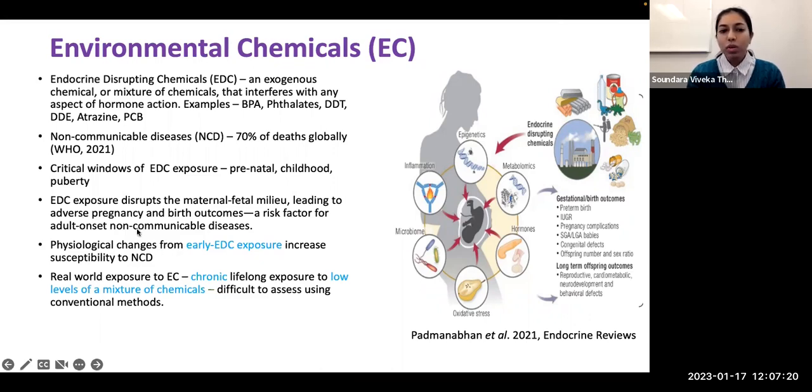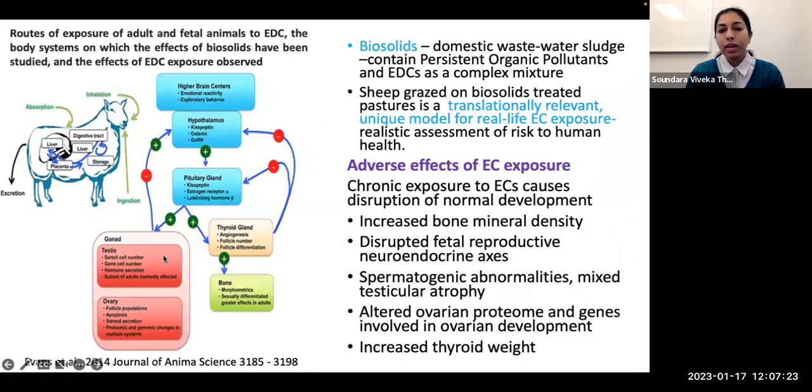So in this scenario, we have used a real-life exposure model, which employs the use of biosolids. Biosolids are nothing but treated human waste, and hence they represent both the dosage and the array of chemicals that humans are exposed to on a daily basis. Sheep are exposed to pastures treated with these biosolids, which represent a unique model because this is a real-life representation of the low dose and the mixtures of chemicals that we are exposed to on a daily basis, and hence offers a realistic assessment of risk to human health.